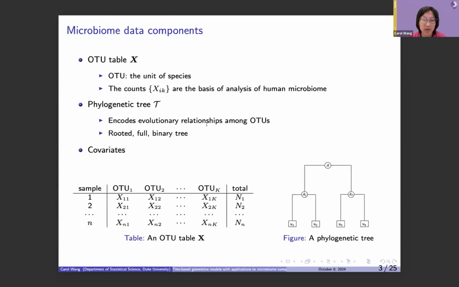The second part is the phylogenetic tree, which is a binary tree. The leaves of the tree are the OTUs we see in this OTU table. This tree encodes the evolutionary relationship among the OTUs, and hopefully it's also a proxy of the functional relationship of the OTUs. And finally, it's very common to have some design features in the studies, including most commonly covariates, and also sometimes longitudinal sampling. Those are also things that we want to account for when building a data synthesizer.